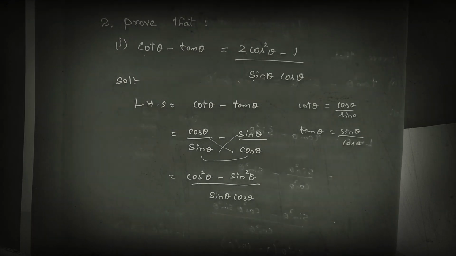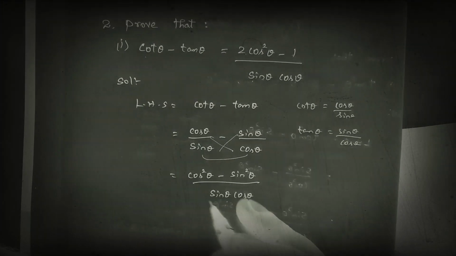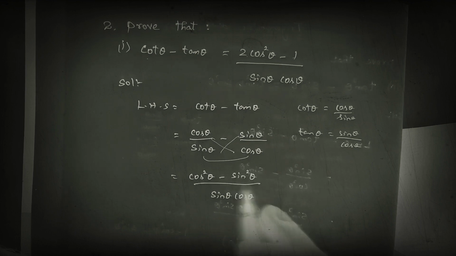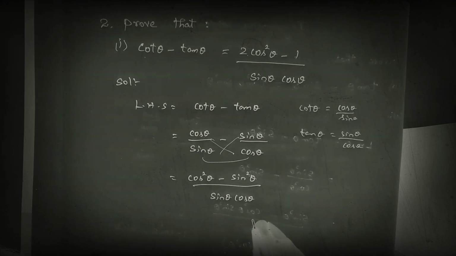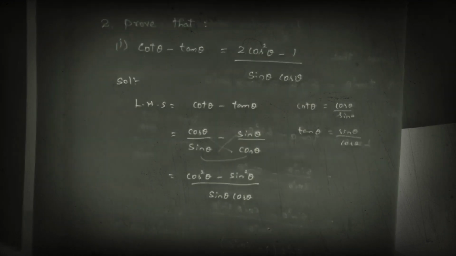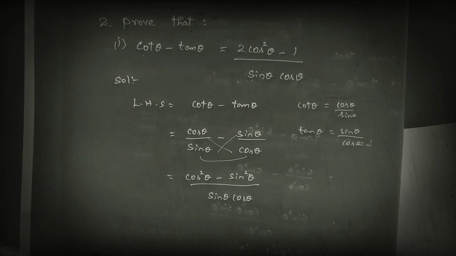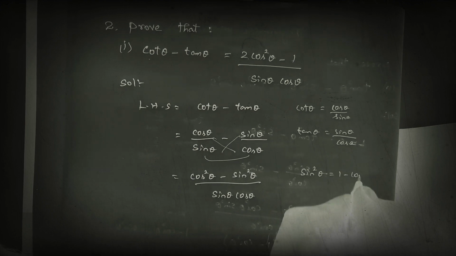Compare the RHS. From the first class onwards, I am saying that always we have to see the RHS and what is needed. For that alone, we have to simplify. So here sin square theta is extra. How can we convert sin square theta in terms of cos square theta? Sin square theta is equal to 1 minus cos square theta.